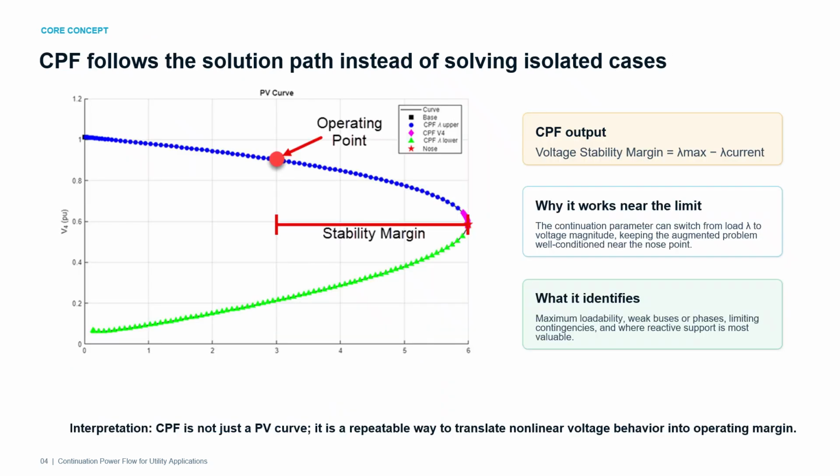CPF follows the full solution path as system stress increases. The PV curve shows how voltage changes as loading increases, and the nose point represents the maximum loading condition. The voltage stability margin is the difference between the current loading level and the maximum loading level. The key advantage of CPF is that it can switch the continuation parameter from load to voltage near the nose point, which keeps the problem numerically stable.